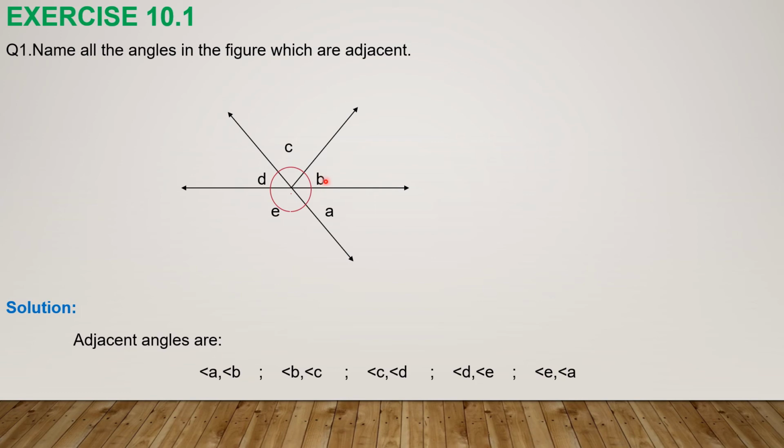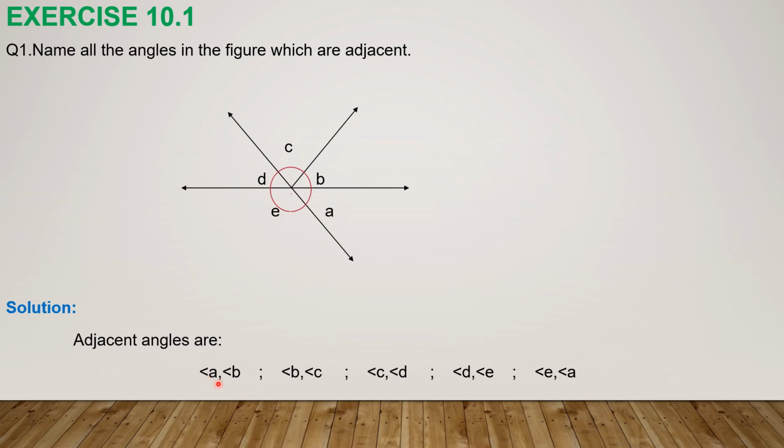Why are they called adjacent? Because they have one common arm and the same vertex. Got it? So A and B are adjacent. Similarly, B and C are adjacent. C and D are adjacent. D and E are adjacent. And E and A are adjacent.